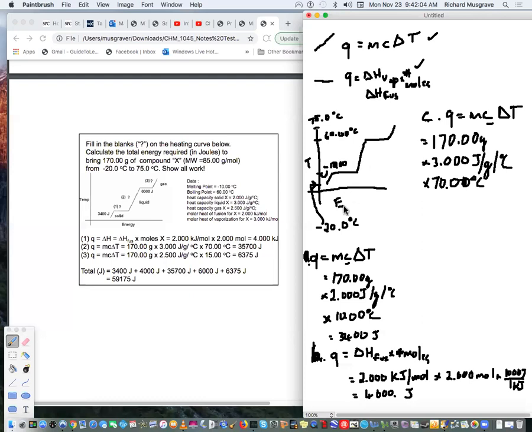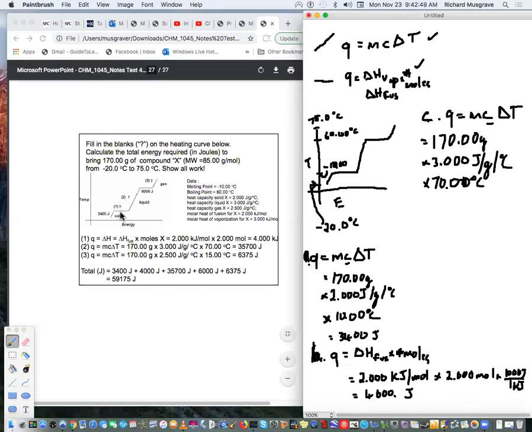Yeah. The slopey parts are always Q equals MC delta T, and the flat parts are going to be either the delta H of vaporization or fusion multiplied by the number of moles, because there is no temperature change on the flat parts. All that's happening is the phase is changing. So the first one I calculated, because it's the slopey part, is Q equals MC delta T. I used the mass given, and I used the heat capacity of the solid, which is given over here as well, because it's solid if you look at the graph. And then the temperature difference, which goes from minus 20 to minus 10, which is 10.00 degrees.